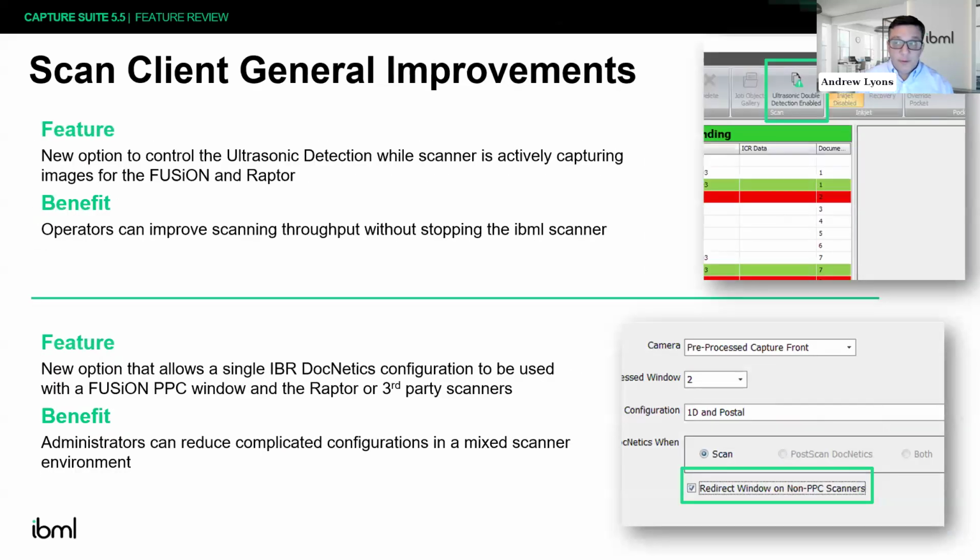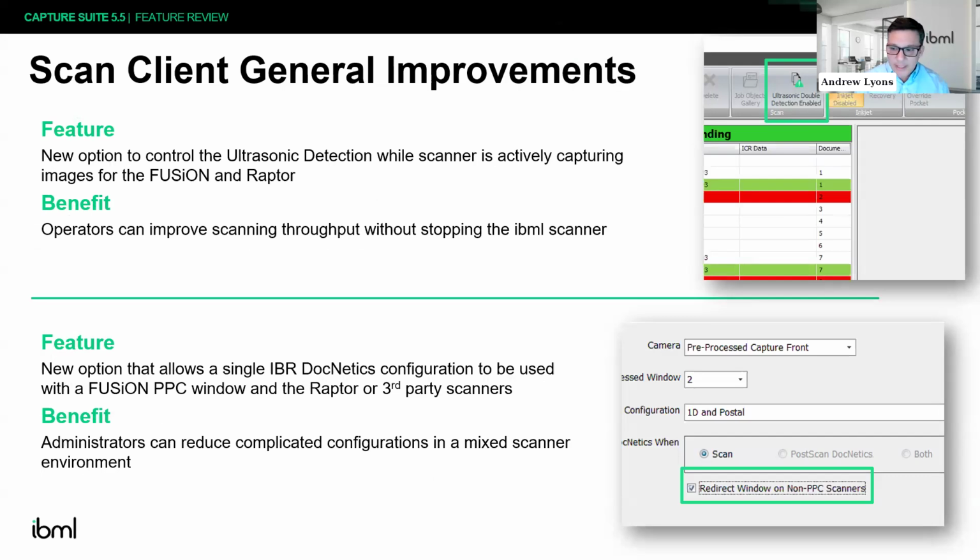A few other improvements related to Scan Client. One is the ultrasonic dedouble recovery on the Fusion and the Raptor. We've had this feature for a number of years, but what we did now is give you the ability to turn it off or on without stopping the scanner. So the operator can react more quickly without having any kind of downtime between disabling it or enabling it.